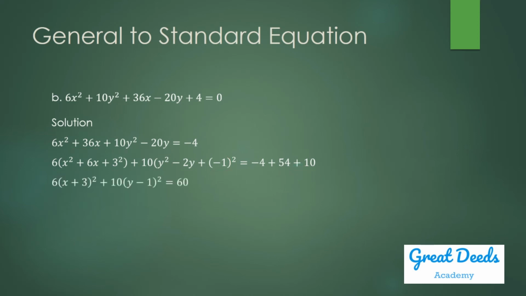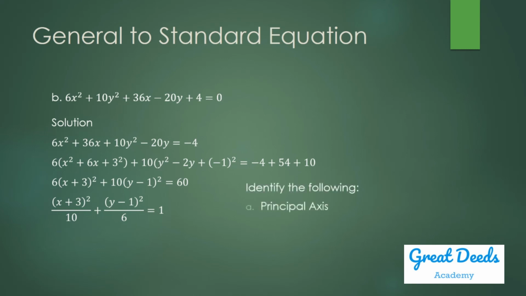So we can now write this as 6 times the square of x plus 3 plus 10 times the square of y minus 1. And this one is 50 plus 10, which is 60. We divide our equation by 60 because the constant term here must be equal to 1. So this is the result. 6 divided by 60 is 1 over 10, and 10 divided by 60 is 1 over 6. So our equation is now in standard form.